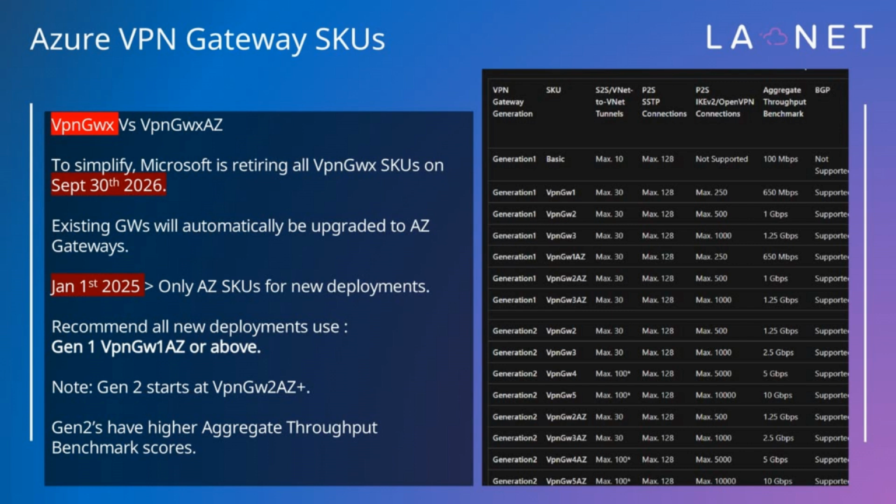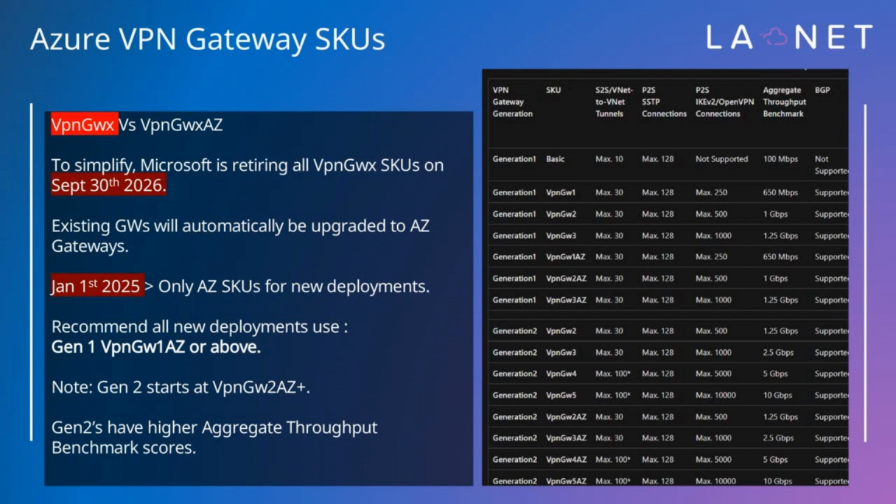Microsoft are going to simplify this as well. They're going to retire the GW SKUs, so they'll only have the AZ one, which means they work across availability zones, which means they've got more redundancy. So they're split across the availability zones, or different data centers within a region. So existing ones will automatically get upgraded to the AZ gateways. And from January the 1st, 2025, only the AZ SKUs will be available for new deployment. So you won't be able to deploy one of the old GW SKUs as well.